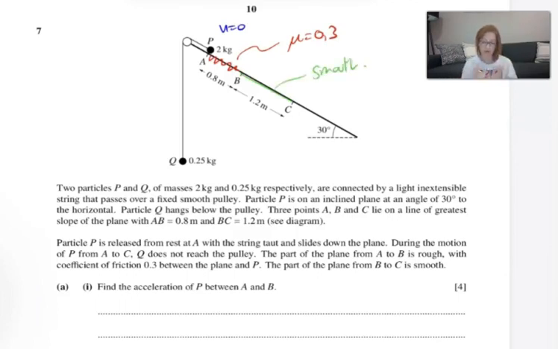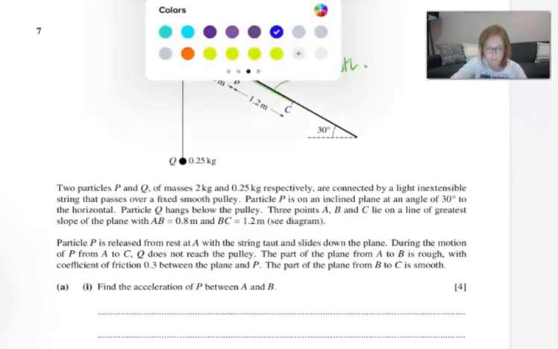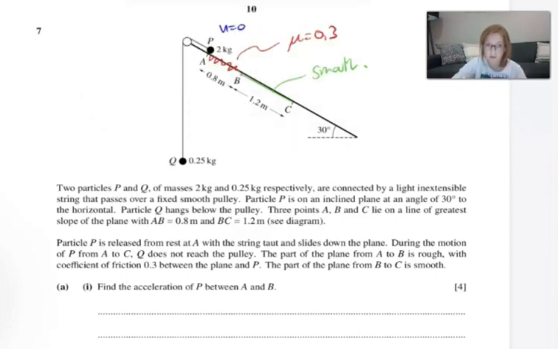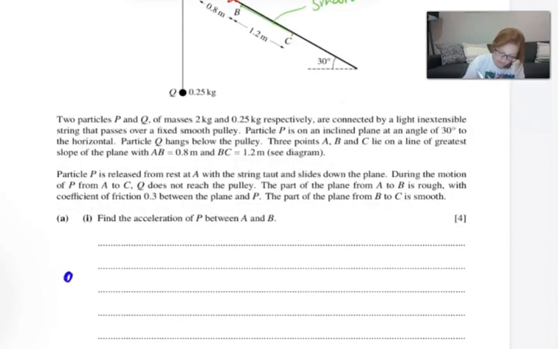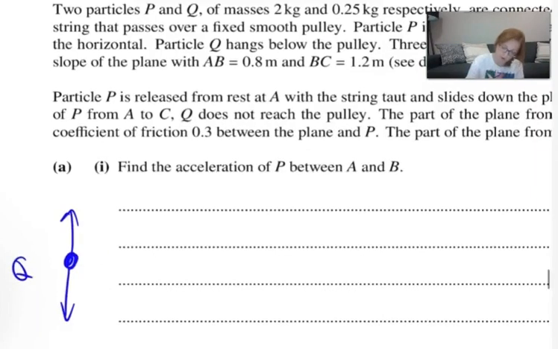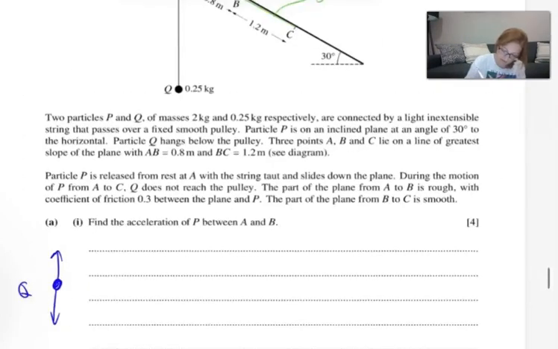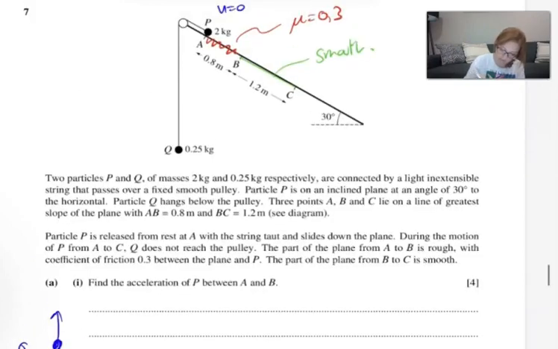Find the acceleration of P between A and B. Okay, so this is a connected particle question. What we do is we draw free body diagrams of each particle and we write up our equation with Newton's second law. That's the gist of it, pretty much most of the time. So here, if I zoom into Q, I've got my weight acting down, so m times g, and I've got my tension in the rope pulling up.